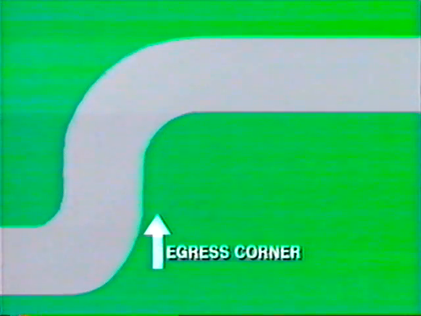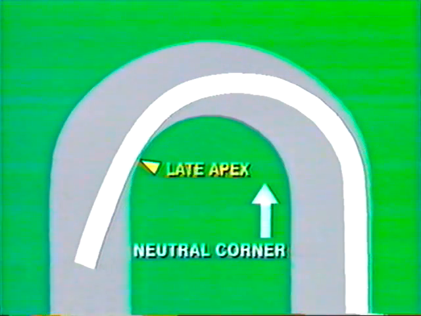There are three basic types of corners we find in an autocross: ingress, egress, and neutral. A neutral corner is defined as a constant arc of more than 160 degrees. To negotiate this turn properly, we place the pylon here and call it a late apex. This is the point where the car comes closest to the inside of the turn. The car stays out wide as it enters the corner and touches the inside of the curve at the late apex.